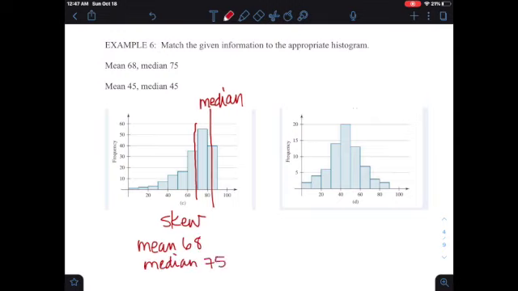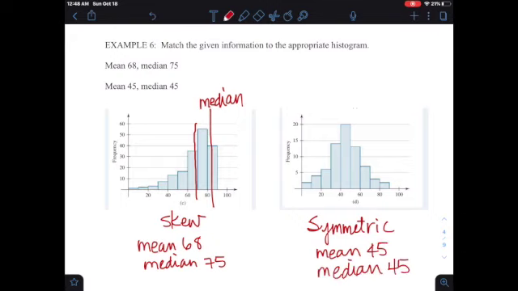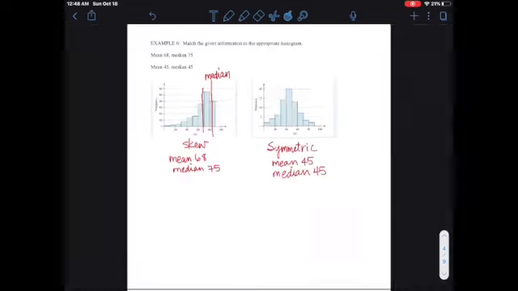And for the next one, the mean is going to be 45 and the median is going to be 45. And I told you that if they are the same, they are pretty much symmetrical. So this one is going to be symmetrical, and the mean is going to be around 45, and so is the median at 40. This will conclude our section 4.1.